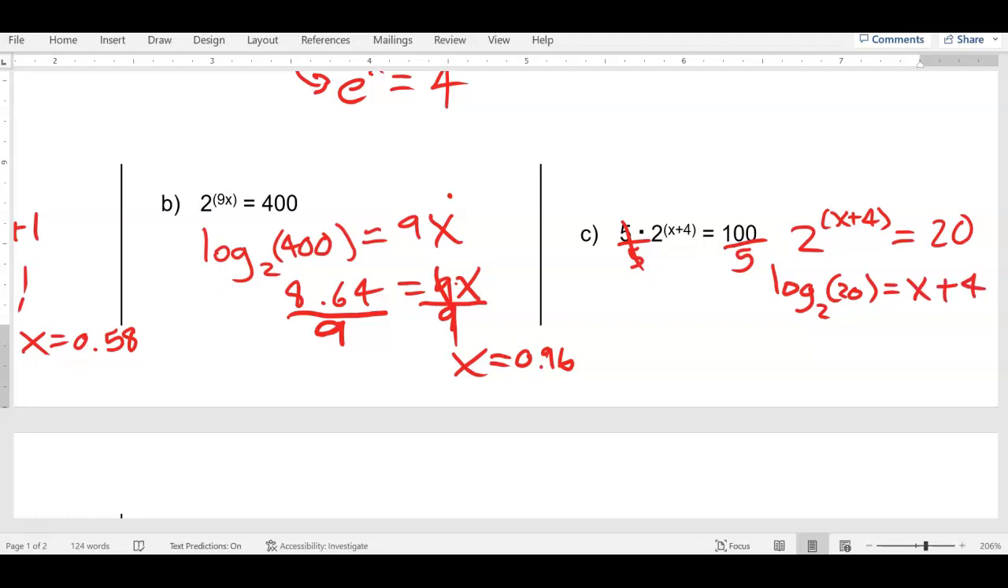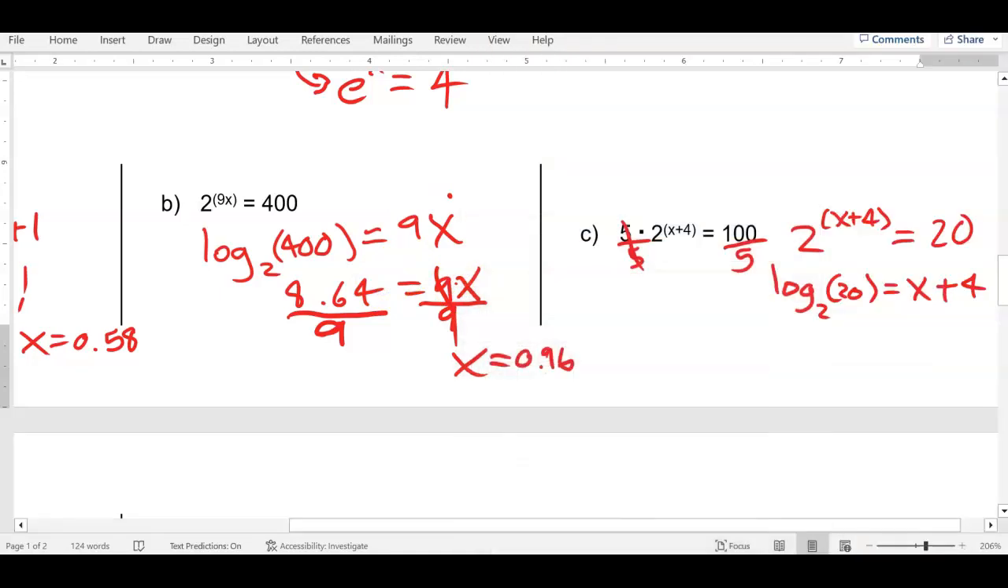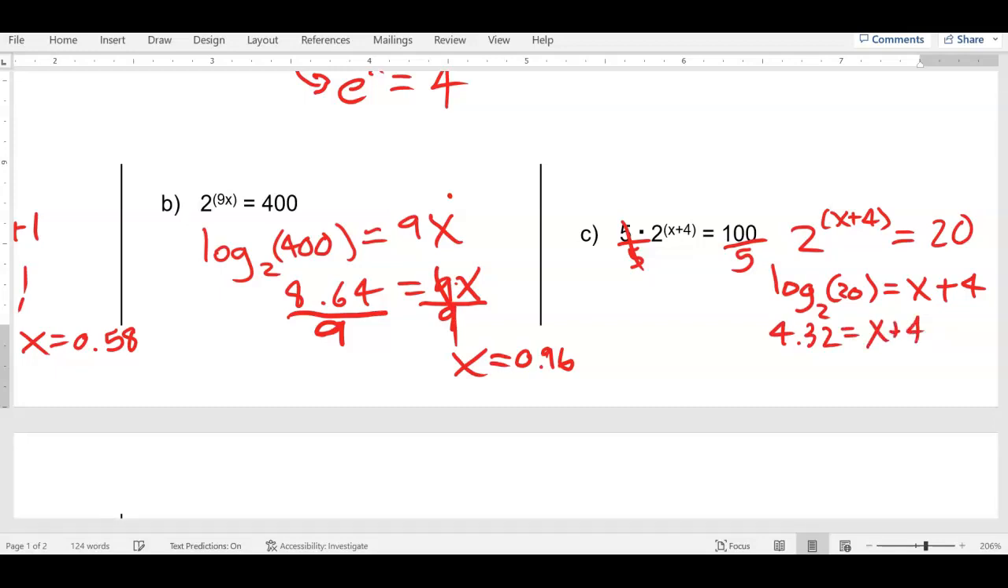What is log base 2 of 20? 4.32 equals x plus 4. I can get rid of that plus 4 by subtracting 4. Now when I subtract 4, I'm going to get 0.32.